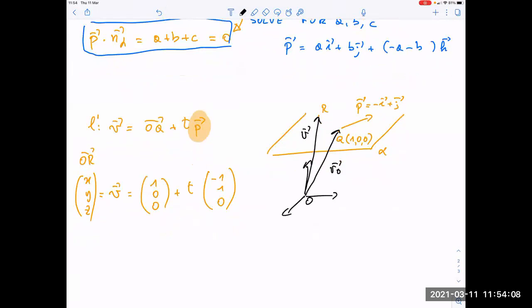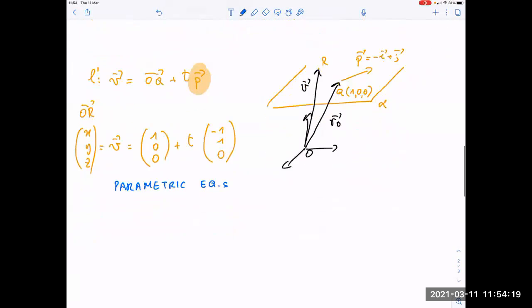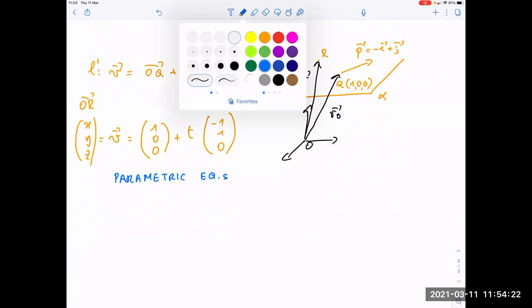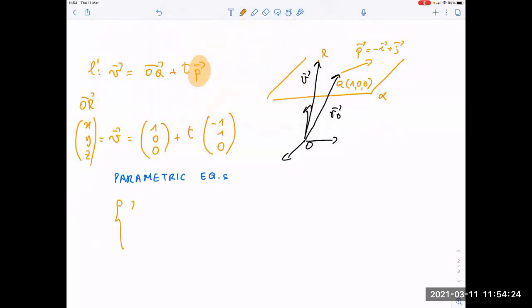So these parametric equations are often written also in system format. So as x equal minus t plus 1, y equal t plus 0, z equal, well, it is just 0. So this second 0 here is not needed. And this is what we got, okay?